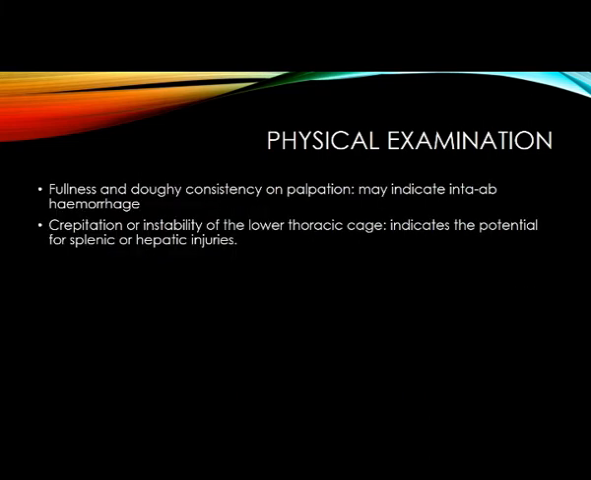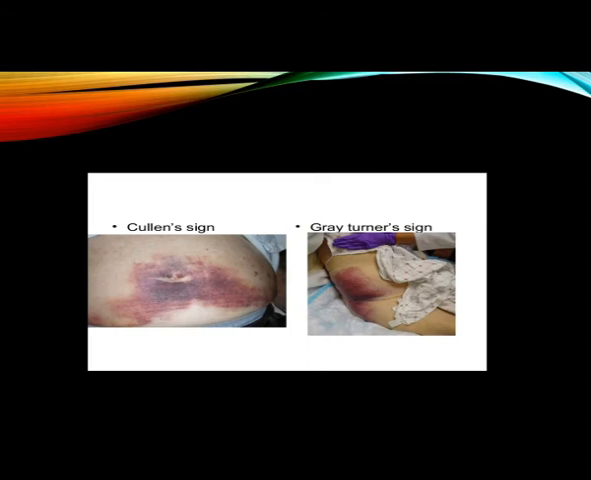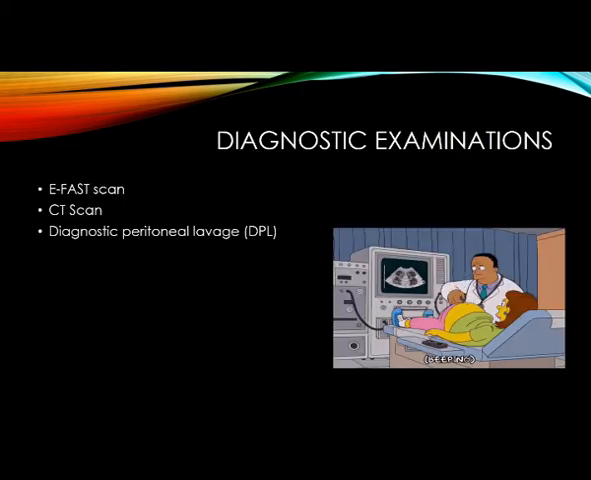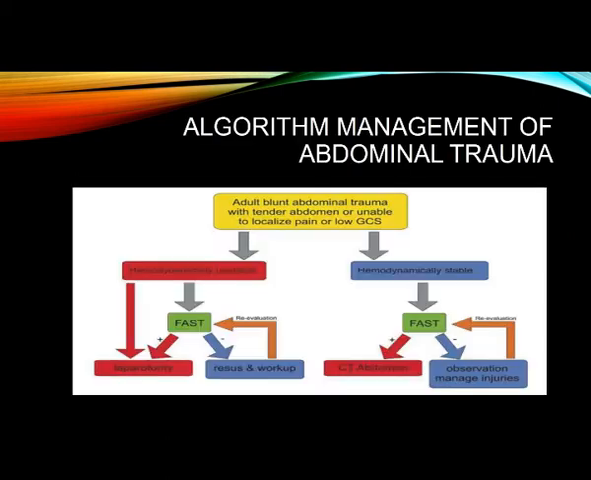Fullness and doughy consistency on palpation may indicate intra-abdominal hemorrhage. Crepitation or instability of the lower thoracic cage indicates the potential of splenic and or hepatic injury. This illustration shows the Cullen sign and the Grey Turner sign. For the diagnostic examination, we normally do the FAST scan and the full CT scan, and also the diagnostic peritoneal lavage, which is known as DPL.